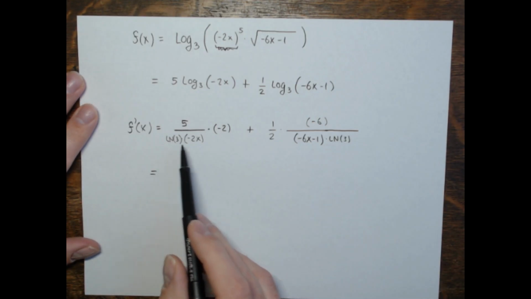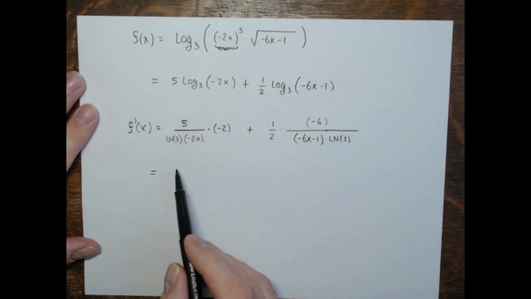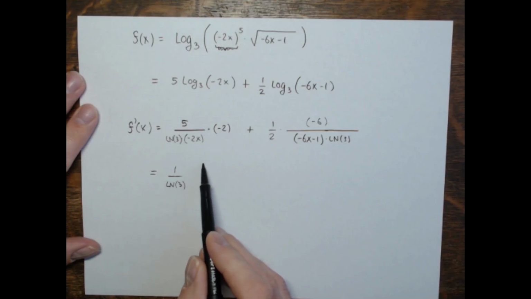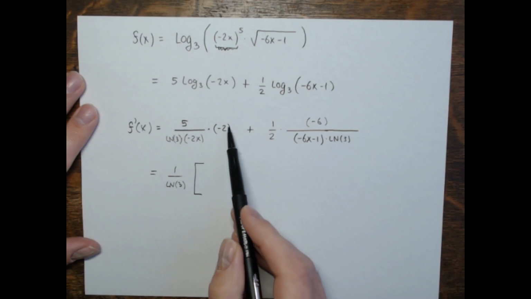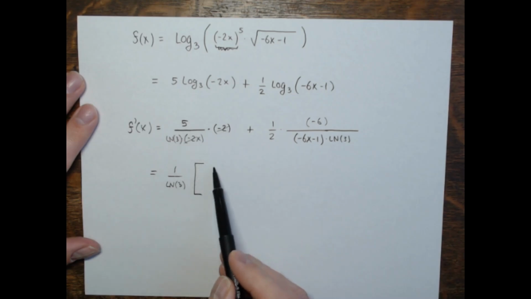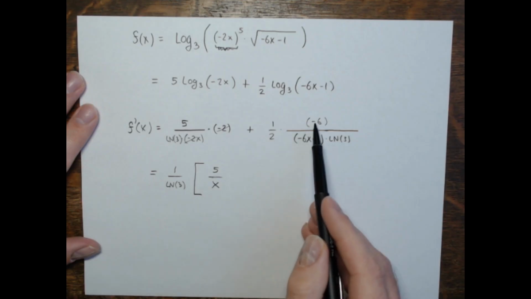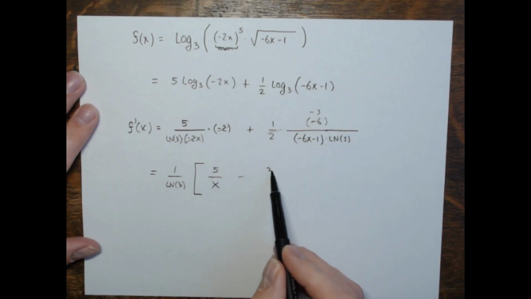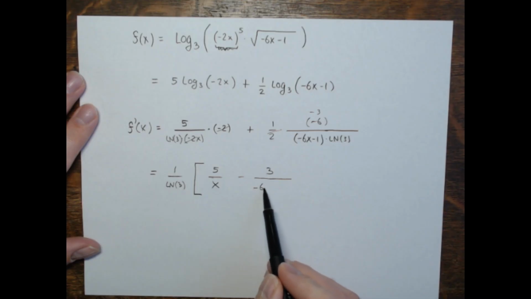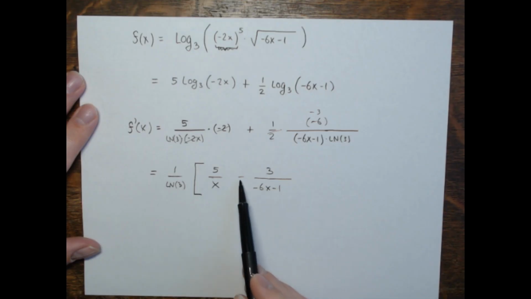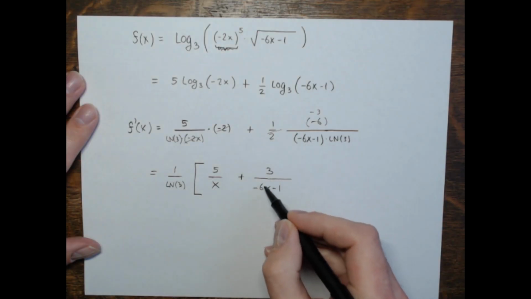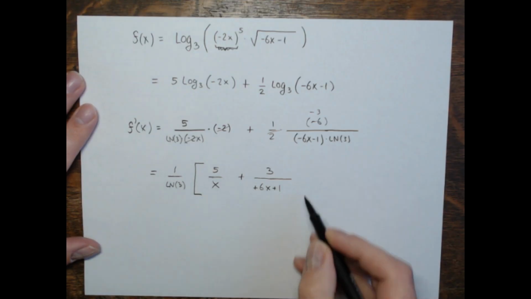So like before, both of these have this 1 over natural log of 3 inside, so I'm going to pull that out. And if I do that, what would be left over would be 5 over x in the first term. And then here, half of negative 6 is negative 3. So it'd be minus 3 over this negative 6x minus 1, which if you want to multiply that by negative, you could turn this into plus 3 over 6x plus 1.